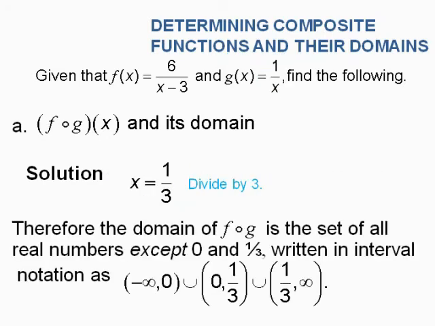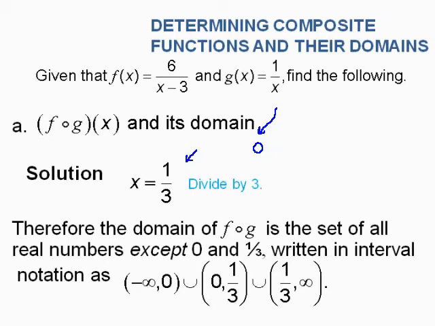Now what does that mean? Remember, g of x could not be 0 to start out, and f of x could not be 3. So when we plug g of x into f of x and it comes out 1/3, that will cause division by 0. So there are really two numbers: the one that made g of x undefined, 0, and when we plug g of x into f of x, we found that 1/3 would make it undefined.